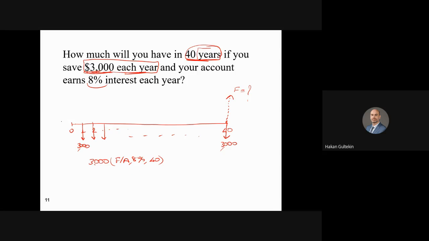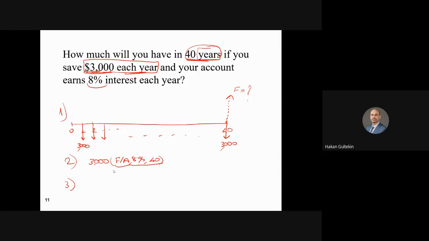Okay, so the first thing is to sketch the cash flow. Second thing, write the formula. Third thing, look at this in your table, and find first the 8% interest rate, and then find period 40, and then find F given A.